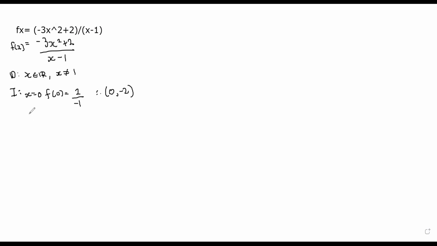What about the x-intercept? What if that equals 0? Then that means the numerator of negative 3x squared plus 2 equals 0. That means negative 3x squared equals negative 2, and x squared equals positive 2 over 3.